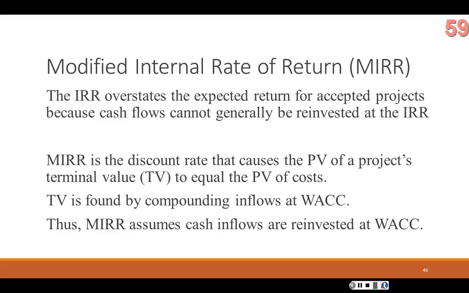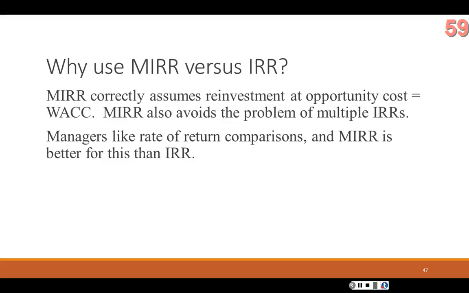The modified internal rate of return assumes that cash flows are reinvested at the cost of capital, not at the internal rate of return. So modified internal rate of return correctly assumes reinvestment at the opportunity cost. And it also avoids the problem of multiple internal rates of return. Because managers like rate of return comparisons, the modified internal rate of return is better than the internal rate of return.